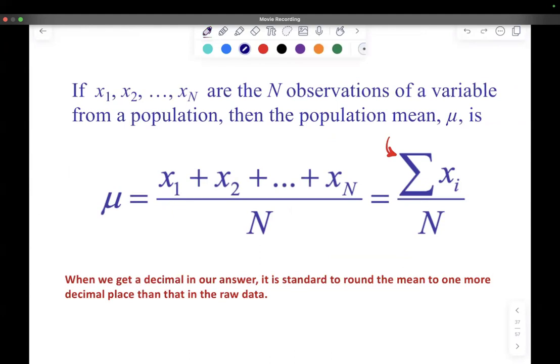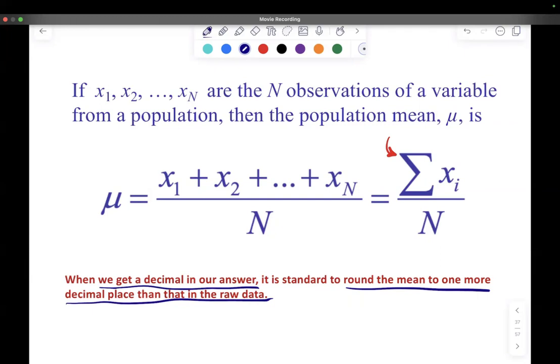If you get a decimal answer, round to one more decimal place than your raw data. So if my raw data were integers, 0, 1, 2, 3, 4, 5, and I add them all together and divide by the number that there are, I would round to one decimal place. If my data has 1 decimal place, round to 2 decimal places.